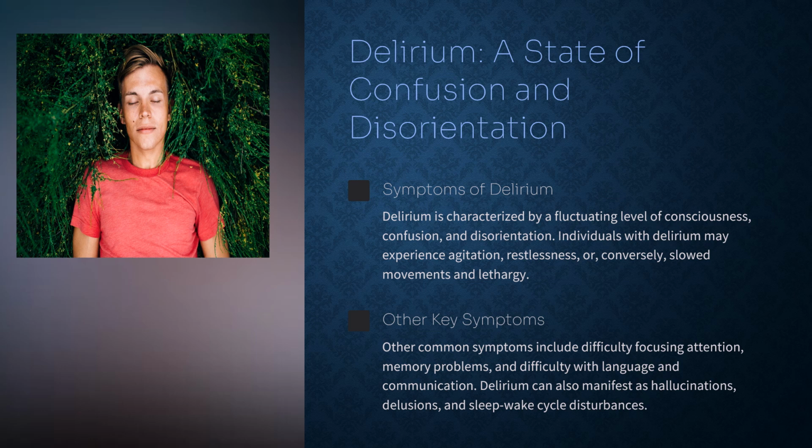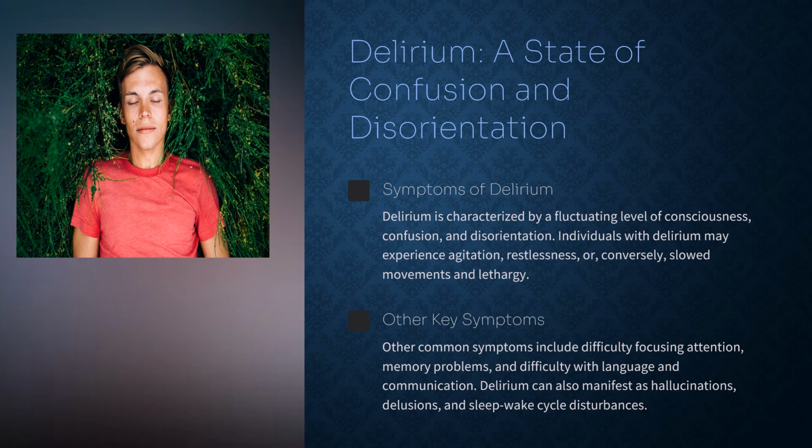Some patients say we are in a temple. Then there is day-night disorientation. They are not recognizing the family members. But all this should be fluctuating. So the patient is sometimes normal, and sometimes going into delirium. Individuals with delirium may experience again agitation, restlessness, or slowed movements and lethargy. So hyperactive delirium, hypoactive delirium, that you have to decide, but both these things are delirium.